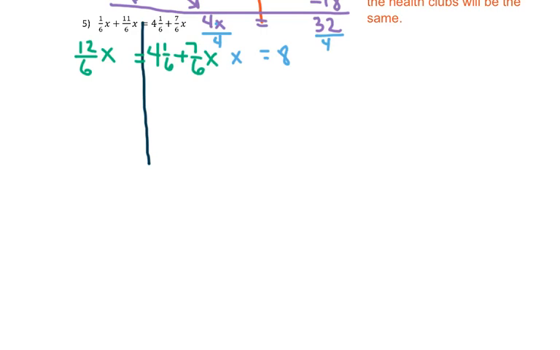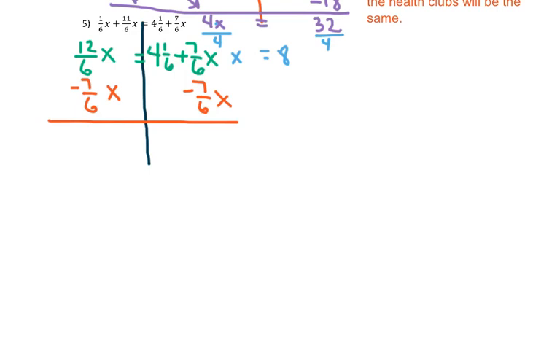The third step is to get the variables on the same side. So I need to get the 7/6 to the other side. In order to do that, I would need to take it away, or subtract 7/6. Now some of you may have noticed that 12/6 simplifies to 2, but I didn't talk about that because I still have to do some fraction work, so I'm not going to simplify that yet.